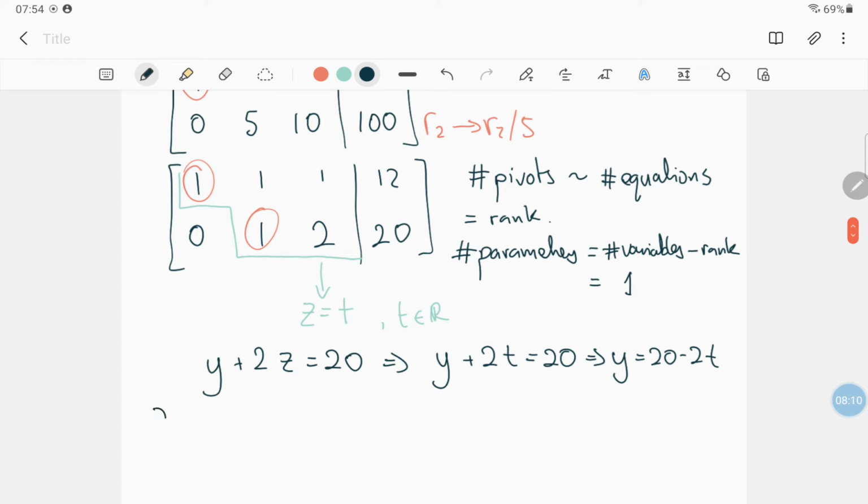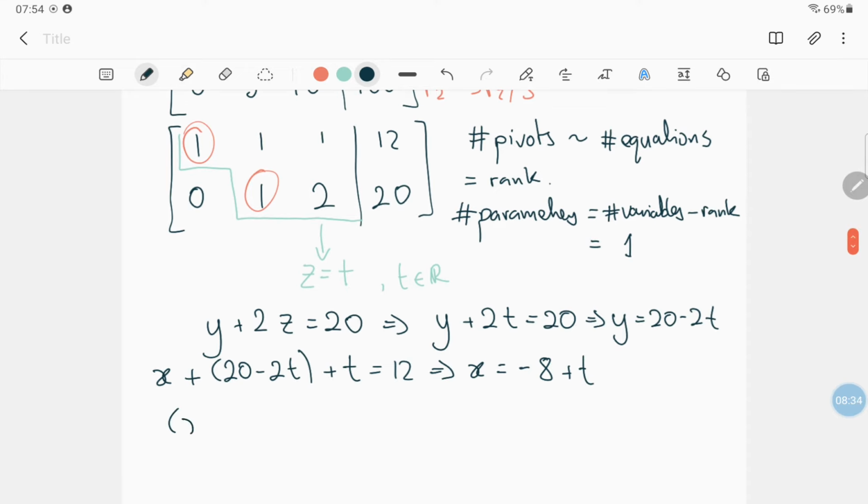And similarly we have x plus y plus z equal 12. But y is equal to 20 minus 2t, and z is equal to t, equal to 12. So if we solve this here, I think we take away 20 from both sides. That'll give us minus 8. And we have minus 2t plus t, which is minus t. Add that to both sides. You get x equal to t minus 8. So we have x, y, z equal to t minus 8, 20 minus 2t, and t.